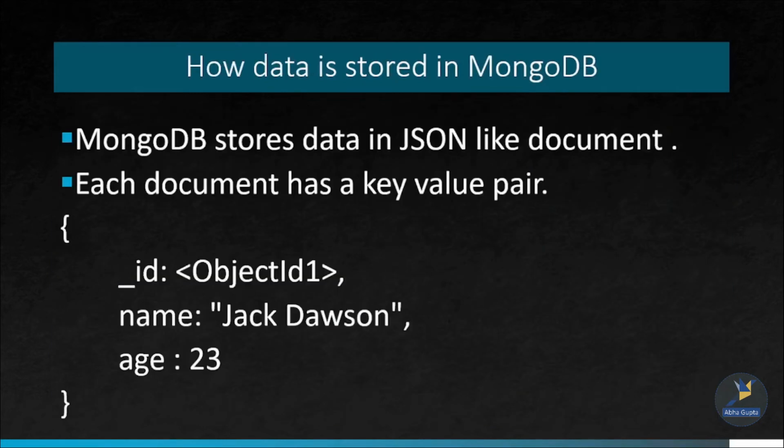So how is data stored in MongoDB? MongoDB stores data in JSON-like documents, that is JavaScript Object Notation, and each document is separated by a comma. Each document has a key-value pair or a name-value pair, like we have the dictionary in Python. But no doubt it stores the data in JSON-like documents, it uses a variant called BSON or binary JSON. So this is an example of how the data is stored in MongoDB. We have the default ID, then we have the name-value pairs.